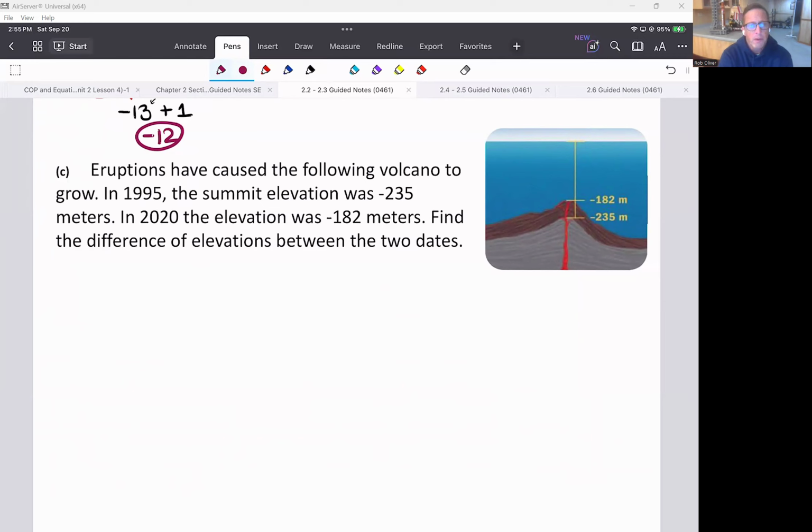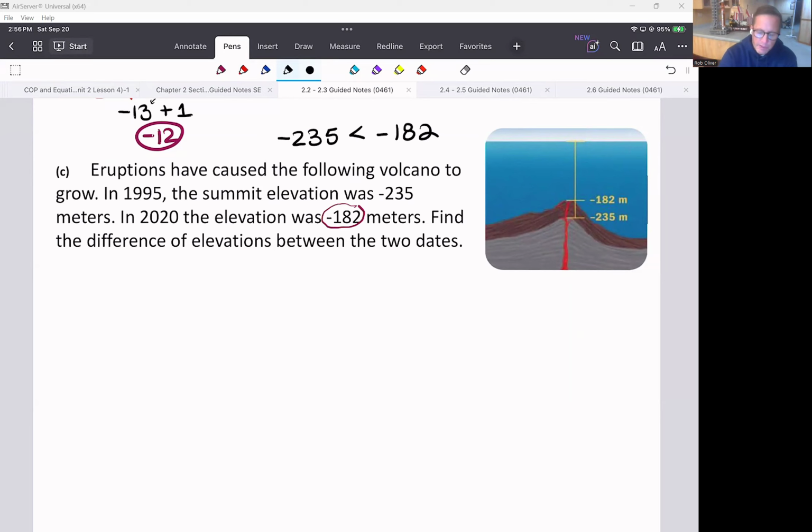All right, so which doesn't seem like growing, right? How does that grow? Well, how did it become a smaller number? Well, actually, when you think of it, that's a bigger number, right? If I write this as an inequality, -235 is less than -182, right? -235 is further underwater than -182 meters. All right, so find the difference in elevation between the two dates.